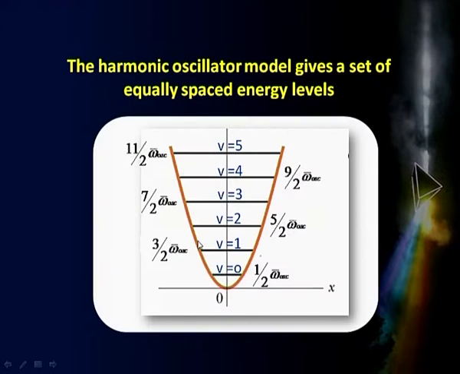If I substitute different values of the vibrational quantum number, say v equal to 0, I get the first energy level at 1 by 2 omega oscillation. If I put v equal to 1, I get 3 by 2 omega oscillation, and so on and so forth. So we get a series of energy levels which are equally spaced. That means if I take the difference between any two consecutive energy levels, it will come out to be omega oscillation. That is the situation I come across if I consider my molecule to be vibrating like a harmonic oscillator. That is the outcome of this model.